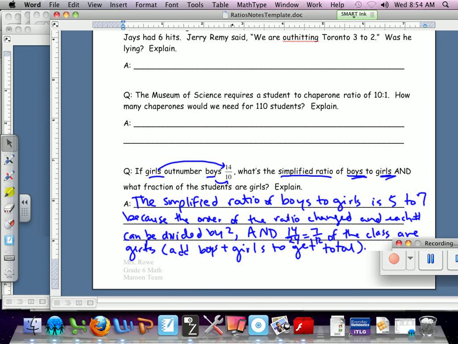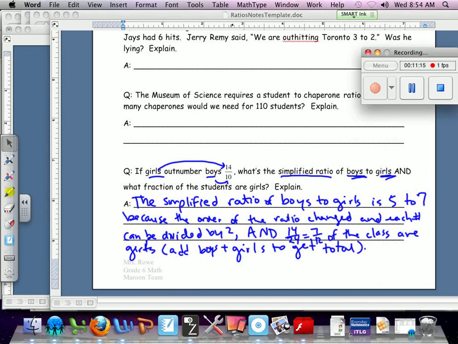So that's the big thing that oftentimes gets people confused: the order, or whether or not it's talking about the total and if you have to do a computation. So you're going to try out some practice problems.